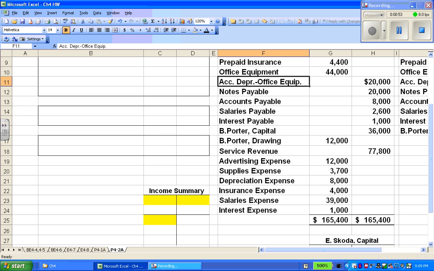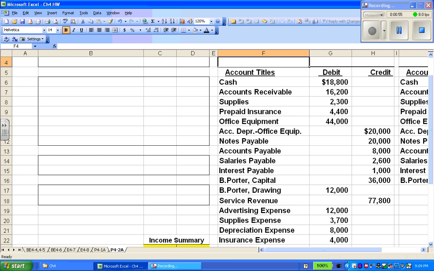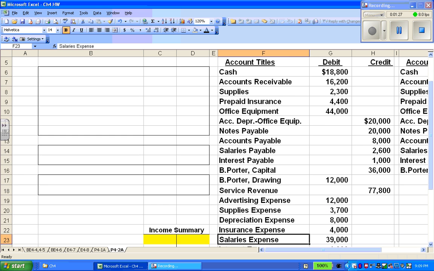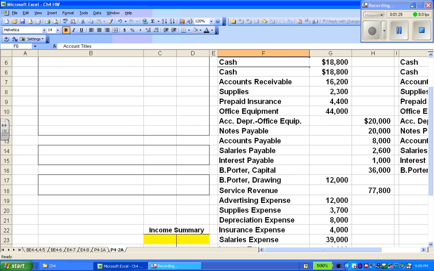All right, for this problem, they want us to prepare the closing entries and then prepare a post-closing trial balance. So obviously, if I'm at this stage in the cycle, I already prepared my financial statements, and now I'm going to close out my temporary or nominal accounts so I can start fresh for the new year. If I go down my adjusted trial balance, the drawing account is a temporary account, and the revenue and expense accounts are temporary accounts. All right, so let's start.